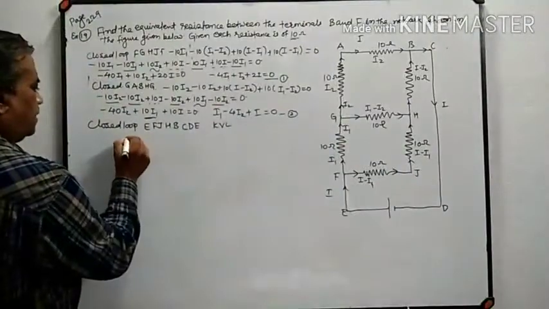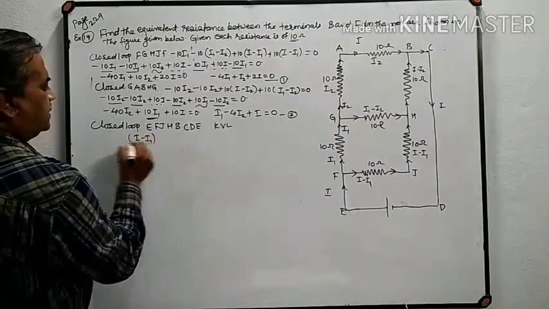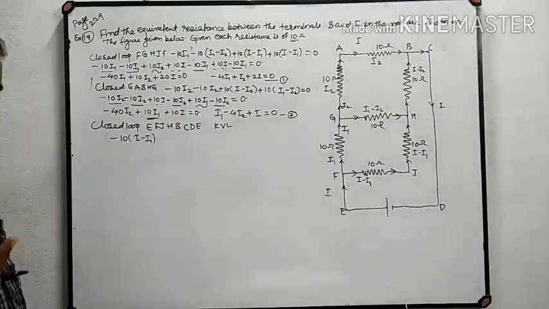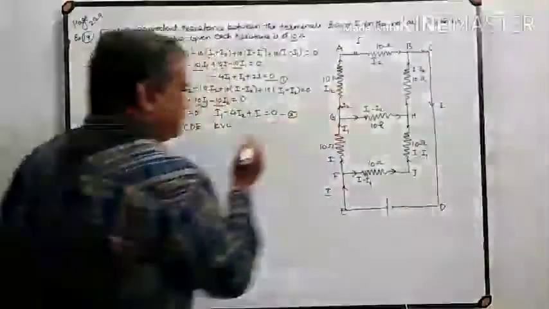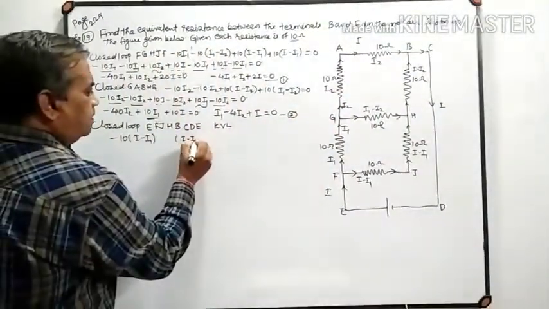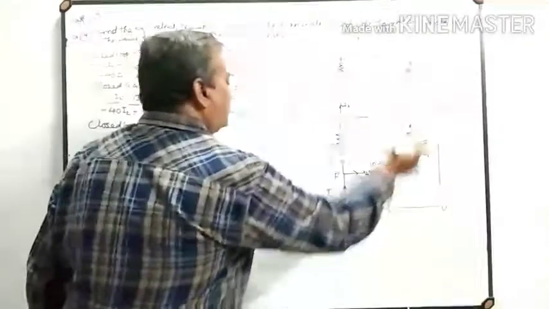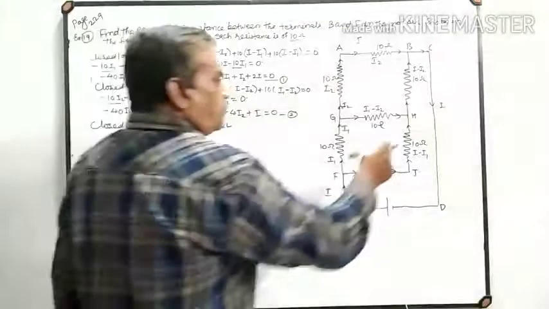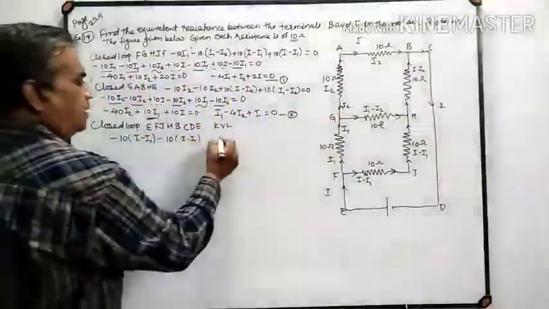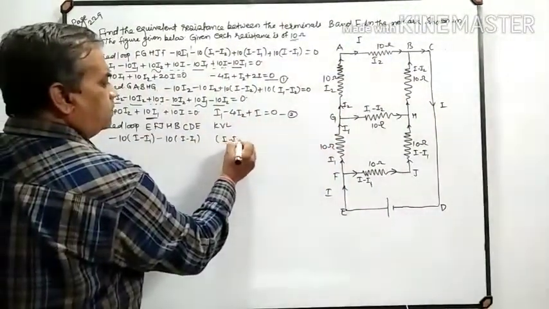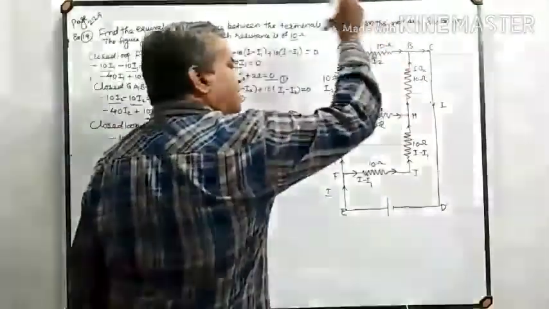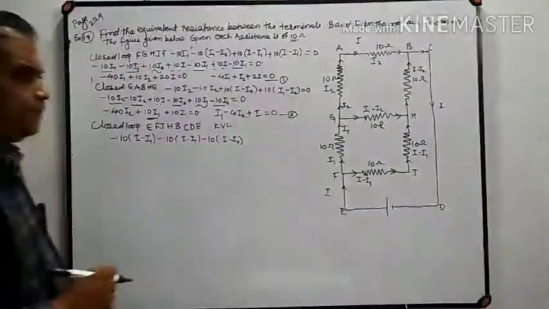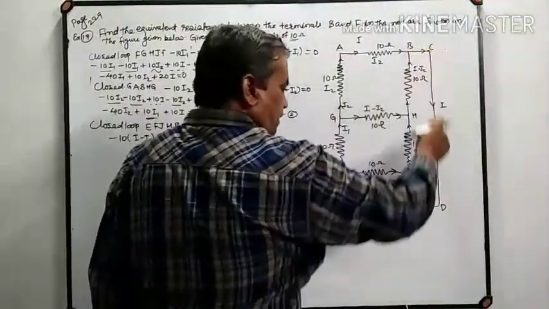F to J, current is I minus I1, resistance is 10, conventional current is flowing in the same direction, so product is negative. J to H, current is I minus I1, resistance is 10 and conventional current is flowing in the same direction as that in which we are tracing the circuit. From H to B, current is I minus I2, resistance is 10. Again current is flowing in the same direction in which we are tracing the circuit, so it is taken with negative sign.